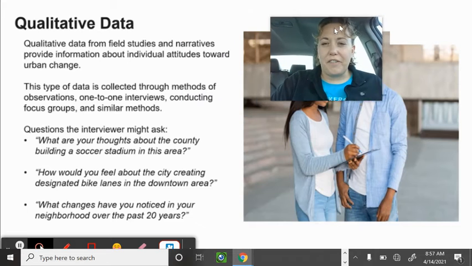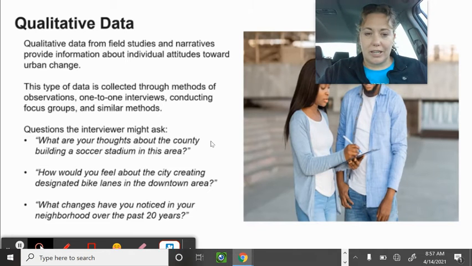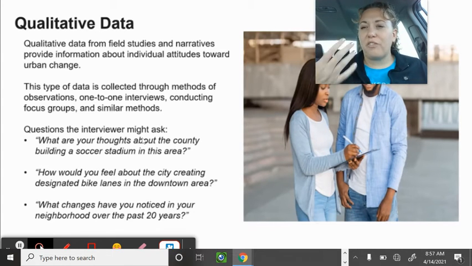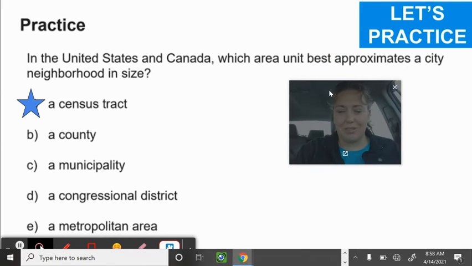This is more the feel. This is the touchy-feely side of it. So you get this through interviews. What are your thoughts about building a soccer stadium here? How do you feel about the city creating designated bike lanes in the downtown area? What have you noticed about your neighborhood in the last 20 years? Again, people's feelings about a situation. Okay, so here's a little practice question for you.